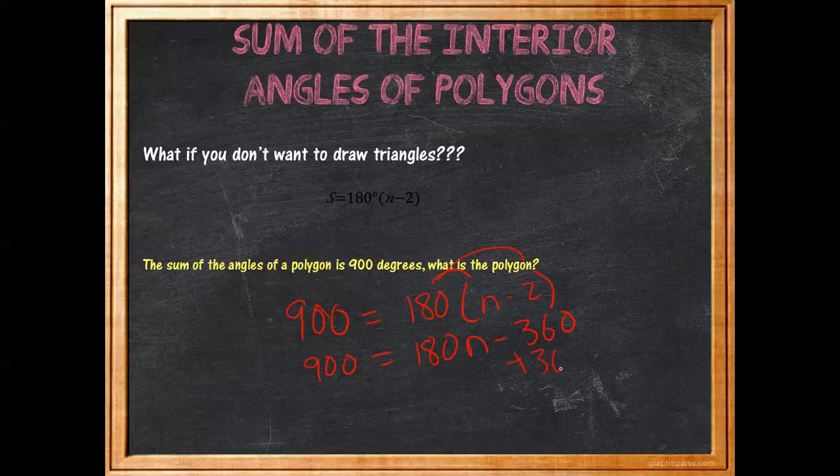So now we're just going to solve this out. We're going to add 360, which gives me 1260 equals 180n. And then I'm going to divide 1260 by 180. So n equals 7. So that would be a heptagon.